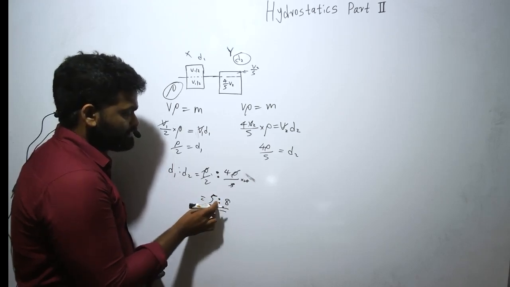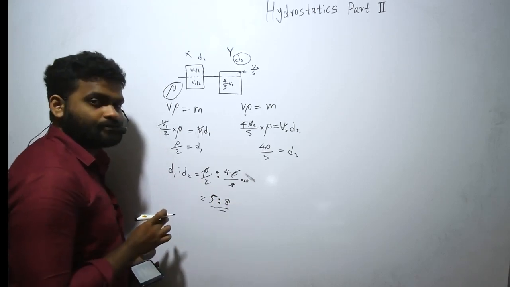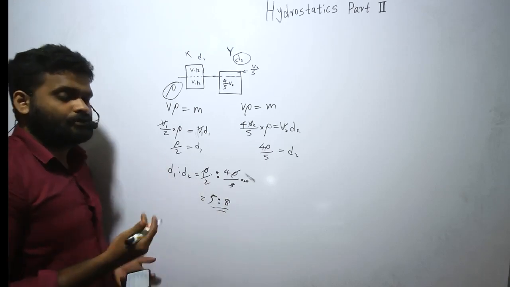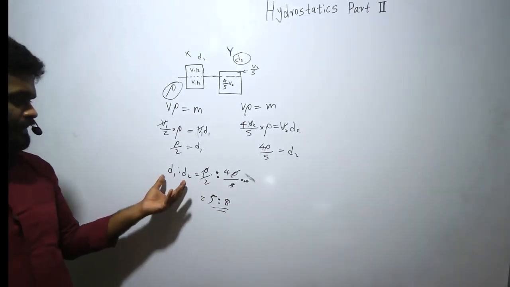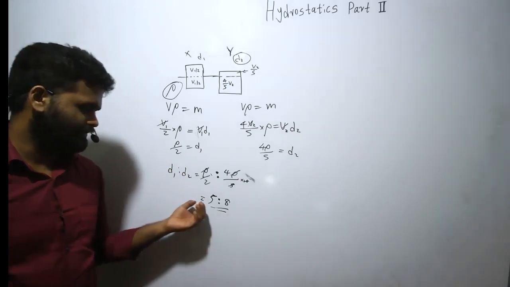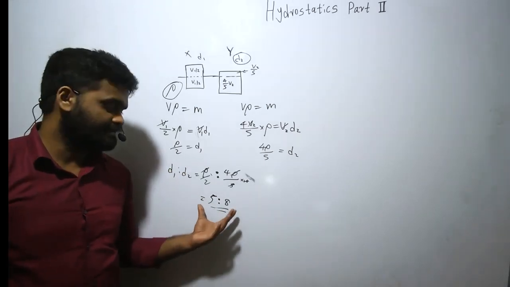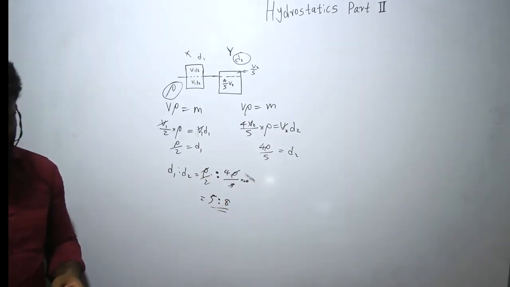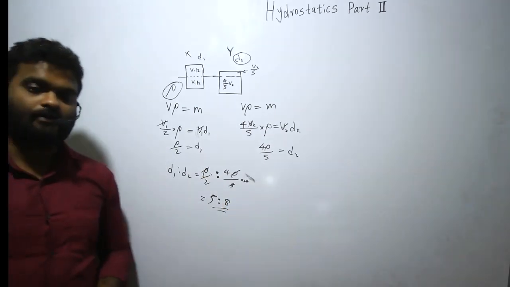Right. So this is 5 is to 8. So this is the ratio between these densities. So you know that for the relative density also, you just have to divide by 1000. Even if you divide by 1000, you still get the same ratio, right? Because it is a constant. Okay, so the ratio is 5 is to 8. Third one is the answer.